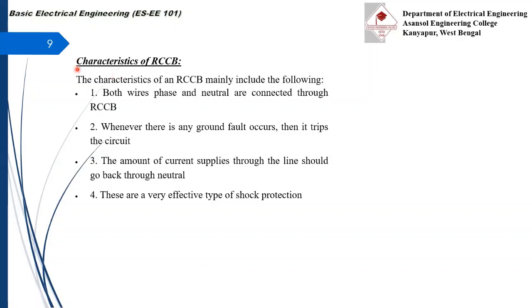Now, next is characteristics of RCCB. The characteristics of RCCB mainly include the following. Both wires, phase and neutral, are connected through RCCB. Whenever any ground fault occurs, then it trips the circuit. The amount of current supplied through the line should go back through neutral.